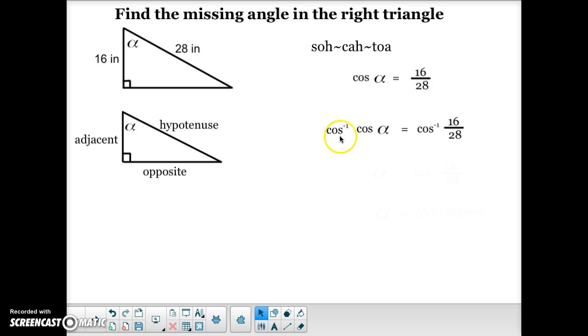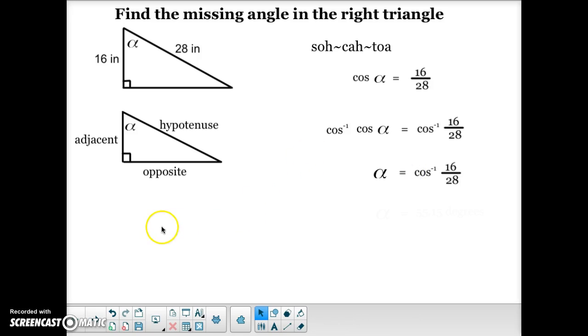After the cosine inverse and cosine cancel each other out on the left side of the equation, I'm going to be just left with alpha. And that's going to be the same as cosine inverse of 16 divided by 28.